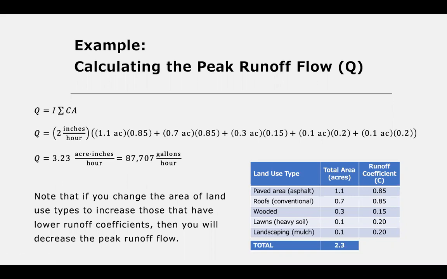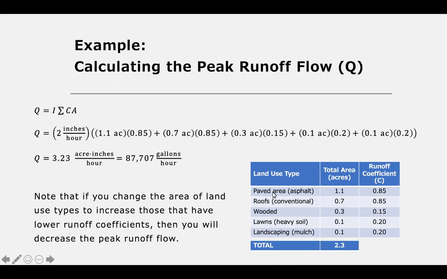Now you should note that if you were to implement some changes in this site to change the area of land use types to different land uses that have lower runoff coefficients, then the effect will be decreasing the peak runoff flow rate. So that's really the topic of the assignment, to look and see which one of these land use types we can perhaps replace with something a little bit more sustainable.